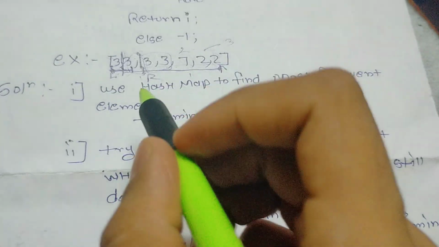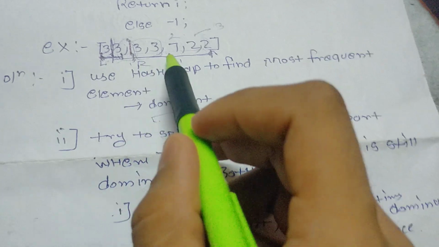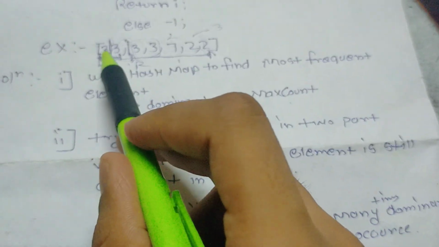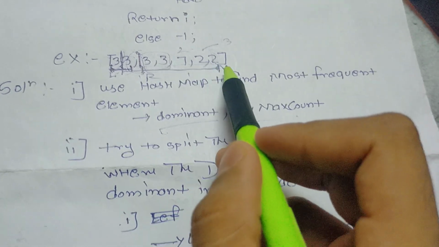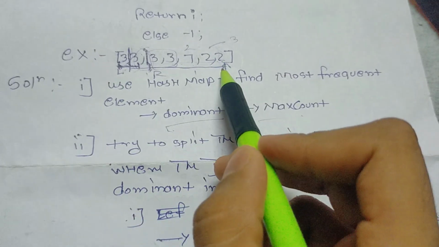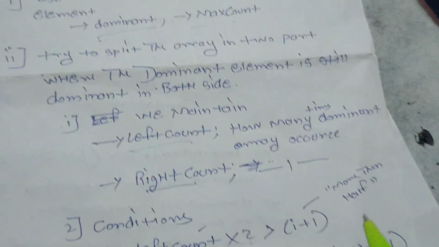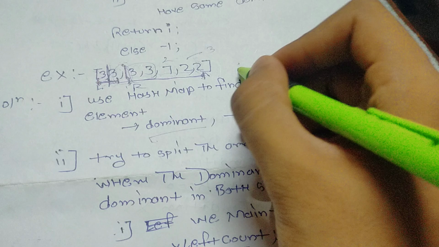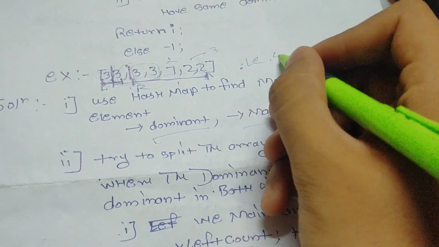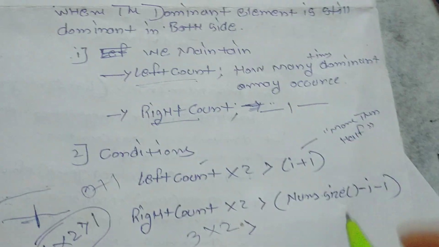Let's count the num size. Num size means the whole length of the array, like 1 2 3 4 5 6 7, and the indices go from 0 to 6. But if you do a dot length or a dot size, it will give you 7, right?